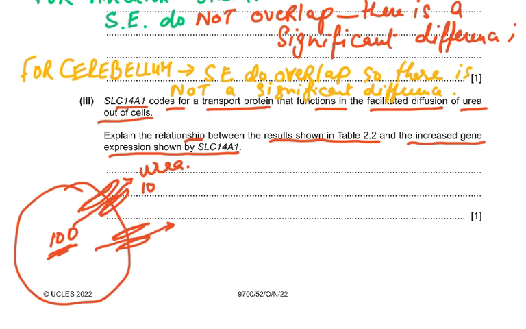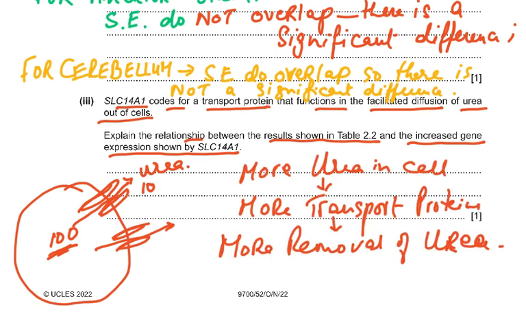In fact, when the person suffers from kidney failure, he goes into uremic coma. It's the brain cells which are affected. So more urea in the cell, so more transport proteins and more removal of the urea. So 1 mark: more urea in the cell, more transport proteins, more removal of the urea.